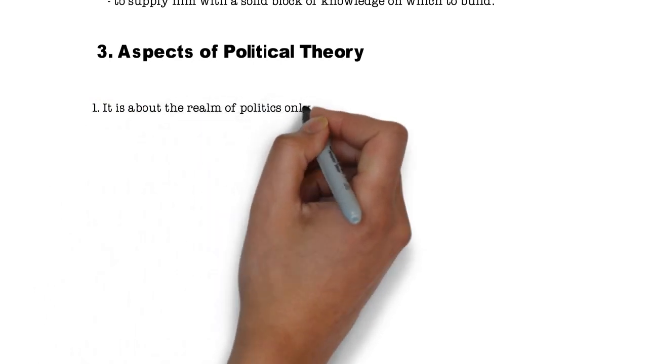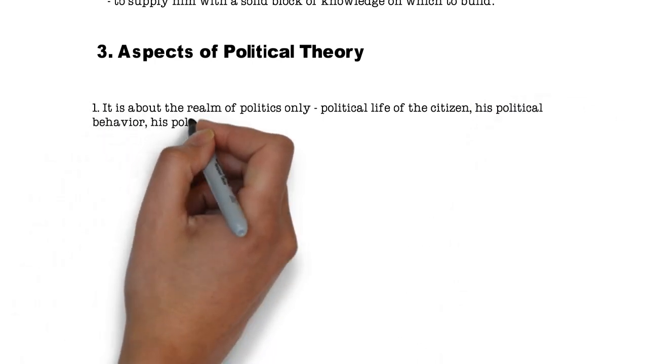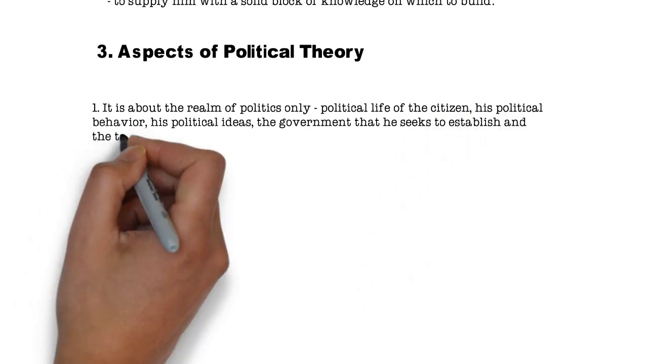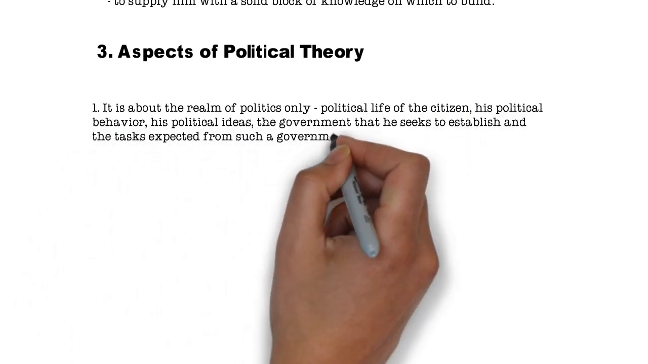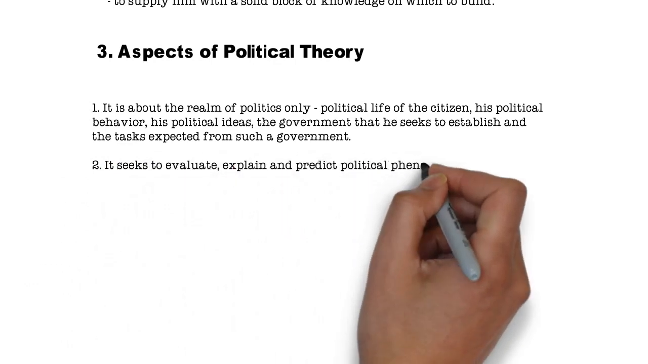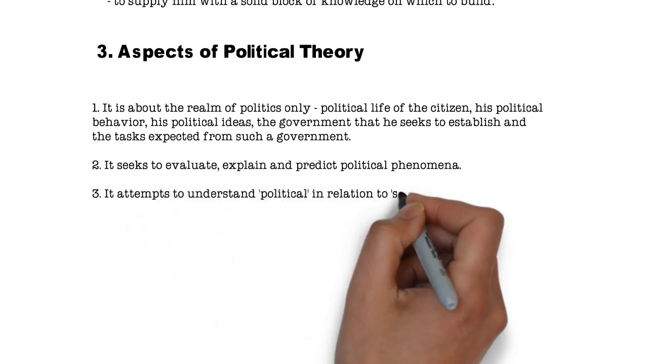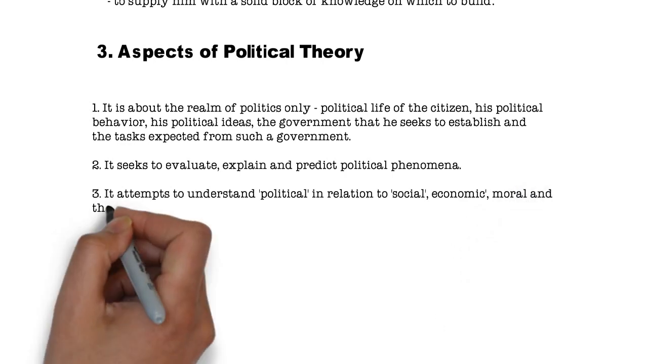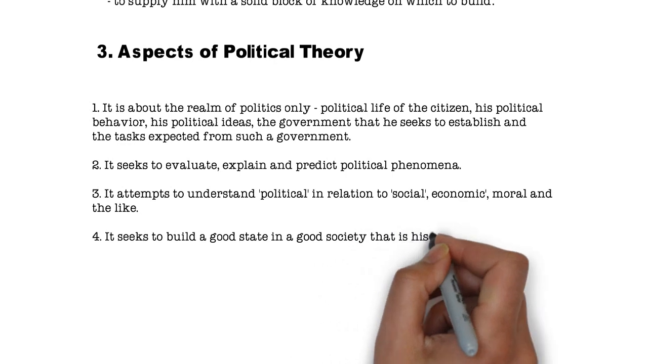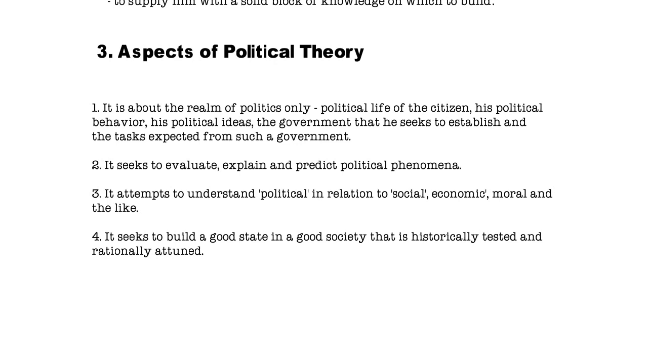On the basis of the above definitions, we can identify some of the aspects of political theory which forms our third section. First, it is about the realm of politics only, political life of the citizen, his political behavior, his political ideas, the government that he seeks to establish, and the tasks expected from such a government. It seeks to evaluate, explain, and predict political phenomena. It attempts to understand political in relation to social, economic, moral, and the like. It seeks to build a good state and a good society that is historically tested and rationally attained.